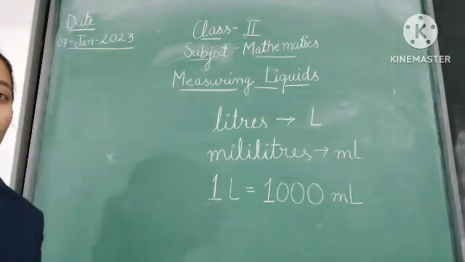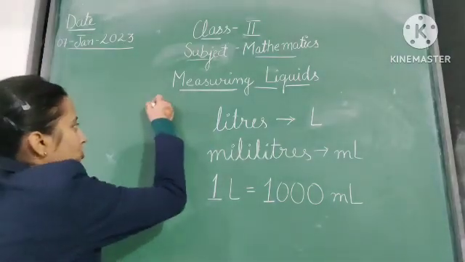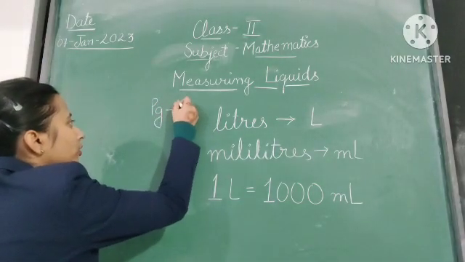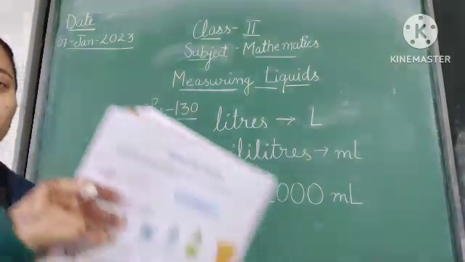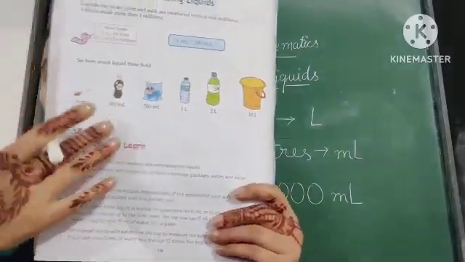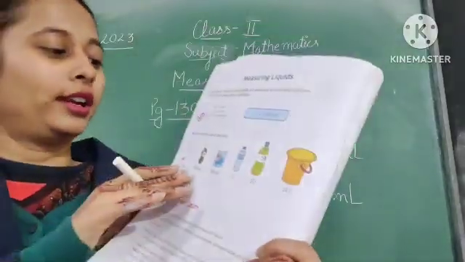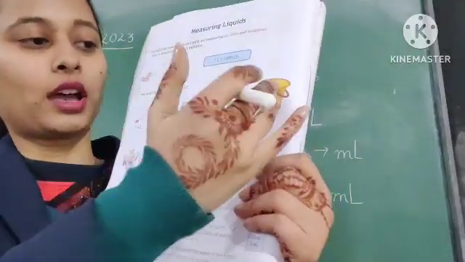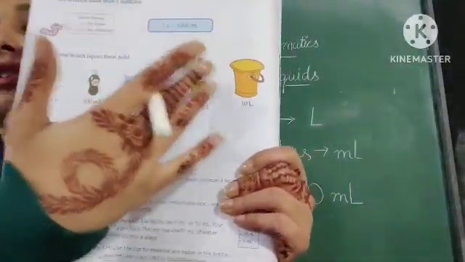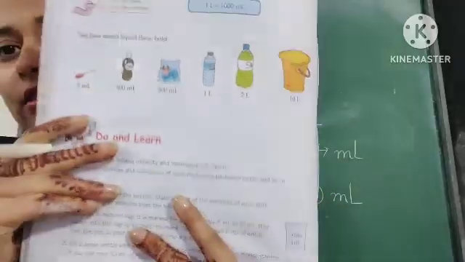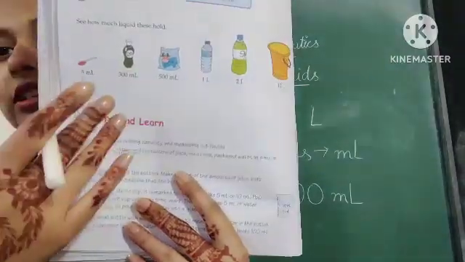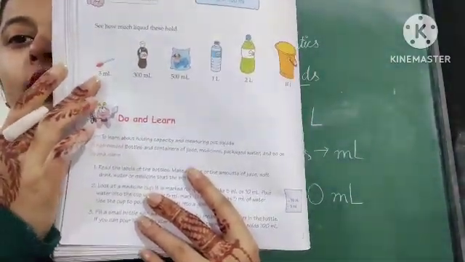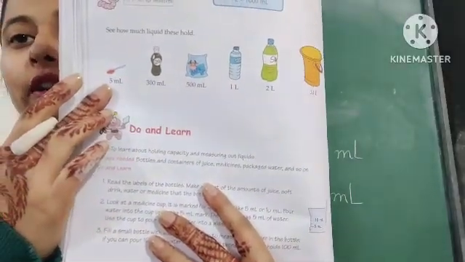If you look at page number 130 here in your book, a few objects have been given to us, and it has been mentioned how much liquid each of these objects can hold. For example, this spoon can hold 5 milliliters of a liquid.